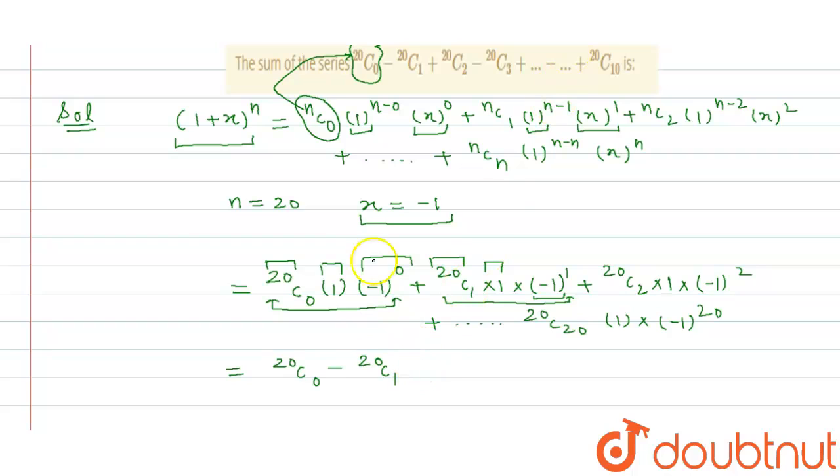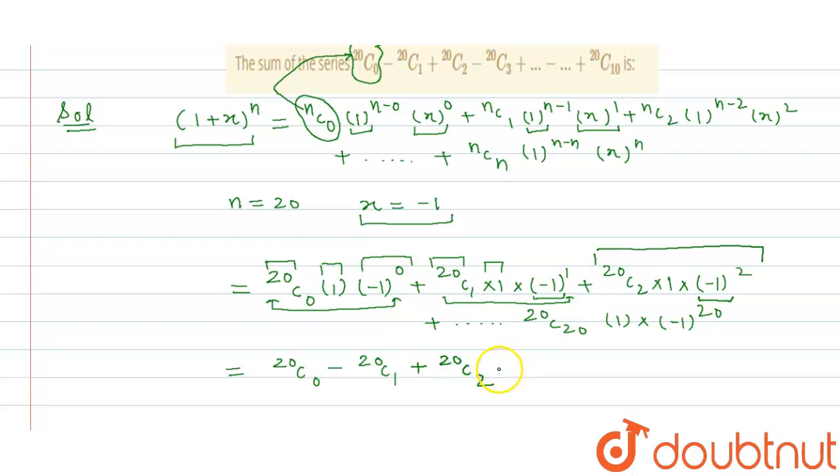Now, in this third term, what will I write? This is minus 1 raised to the power 2. So, it will be equal to plus 1. So, here plus 1, so the sign will be plus. Now, the remaining two terms I will write as it is, 20C2.